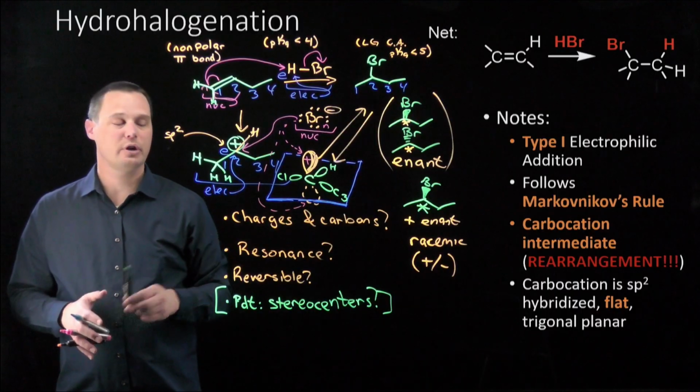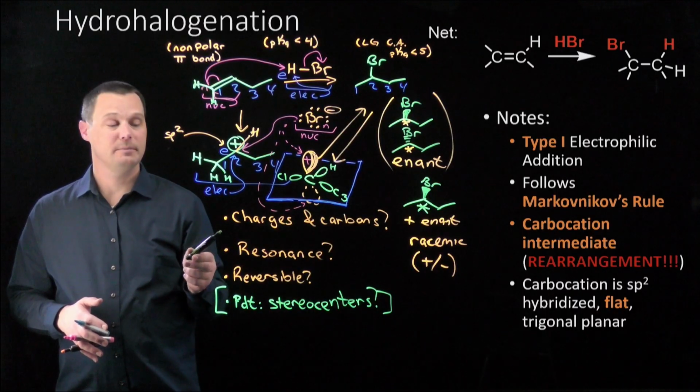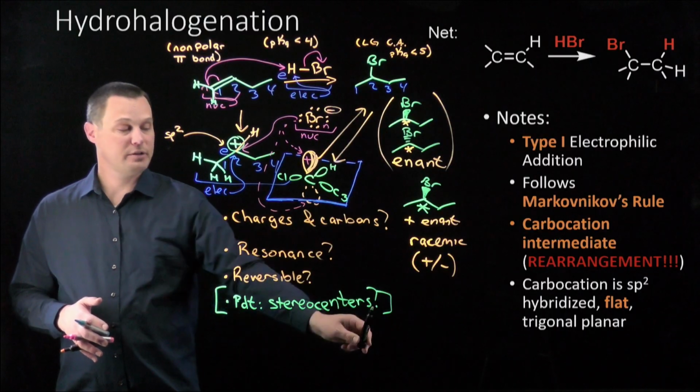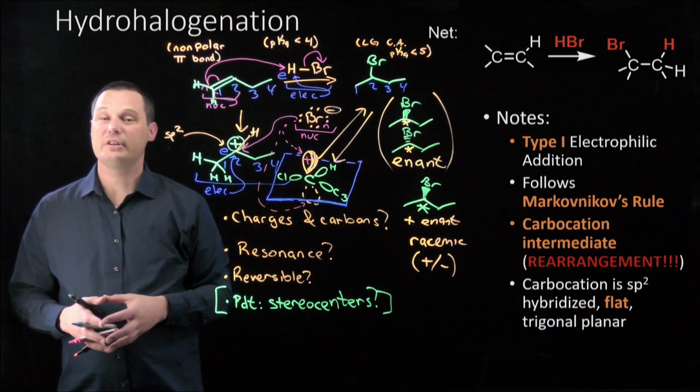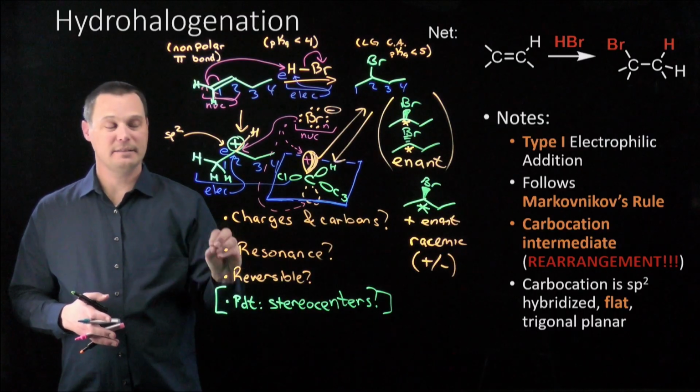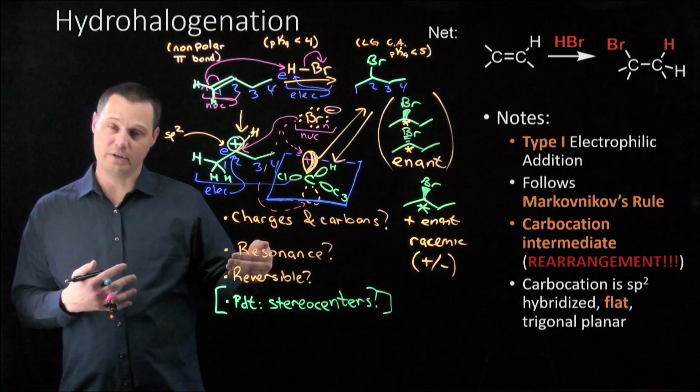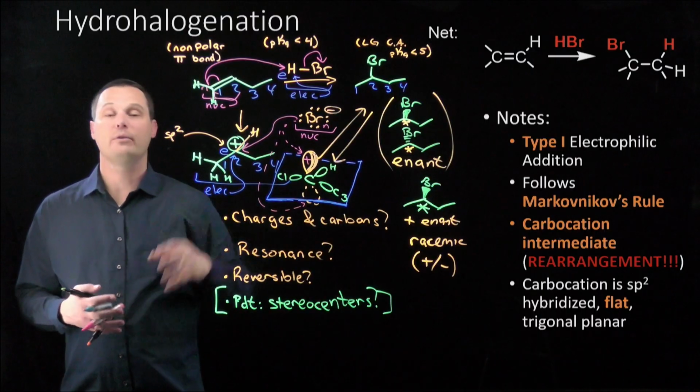Every time you draw a new structure, do you have all of your charges and carbons? Can this intermediate be stabilized by resonance? Is this step reversible? And when you get to the product, did I form any new stereocenters in my product? This takes some of the memorization out of mechanism. By forming a mindset for mechanisms, we don't have to memorize every single mechanism. We can reason our way from one step to the next.